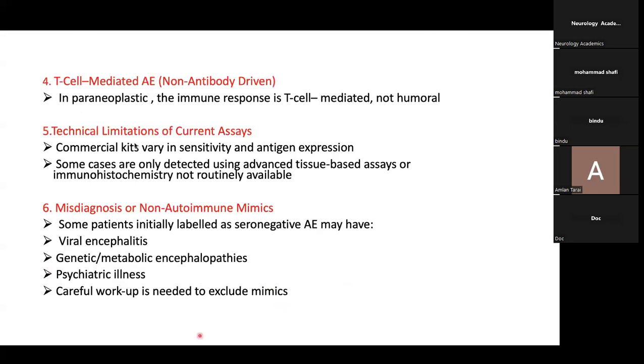Now come to T-cell mediated autoimmune encephalitis. In paraneoplastic cases, the immune response is T-cell mediated, not humoral, so in that case antibody may not be present. There are also technical limitations of the current assay: commercial kits vary in sensitivity and antigen expression. Some cases are only detected using advanced tissue-based assay or immunohistochemistry, which is not routinely available. Sometimes there is misdiagnosis. Some patients are initially labeled as seronegative autoimmune encephalitis, but later the diagnosis is confirmed to be viral encephalitis, genetic or metabolic encephalitis, or psychiatric illness. So careful workup is needed to exclude mimics.